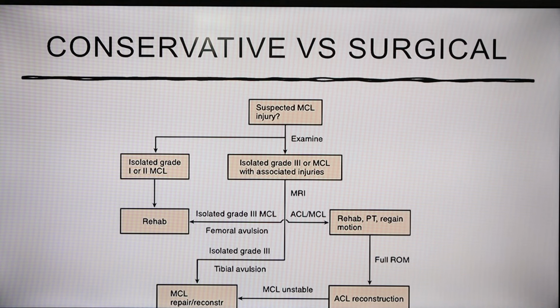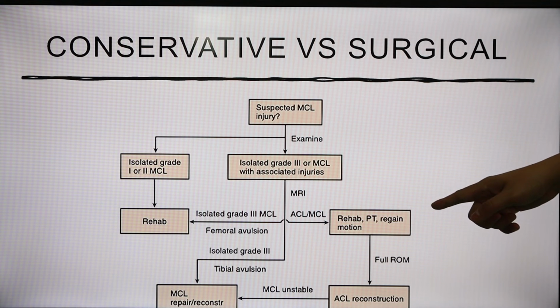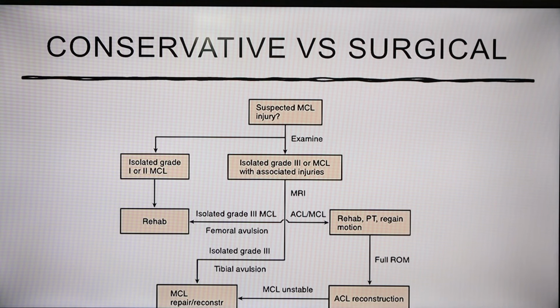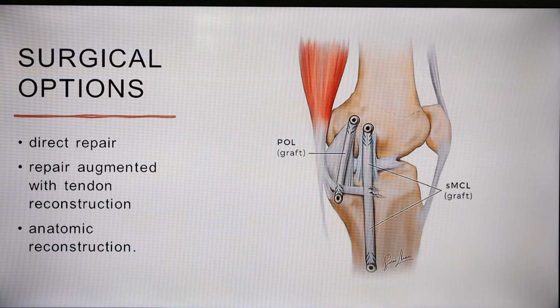So when you have an MCL injury, you examine, and if you find it is grade 1 or grade 2, you perform rehabilitation. If you have grade 3, then you have to make sure whether the patient has an ACL injury or not. If ACL, then we aim for ACL reconstruction. If the MCL is unstable, for example, if they have the POL injury as well, then you need to perform MCL reconstruction. Otherwise, if the patient is quite stable with the MCL, then you can go for rehabilitation.